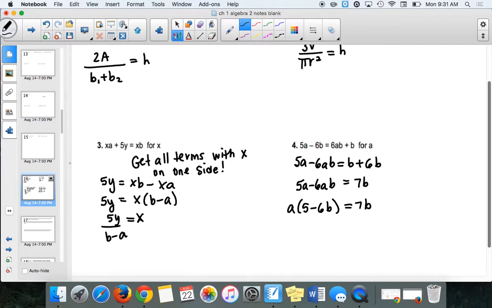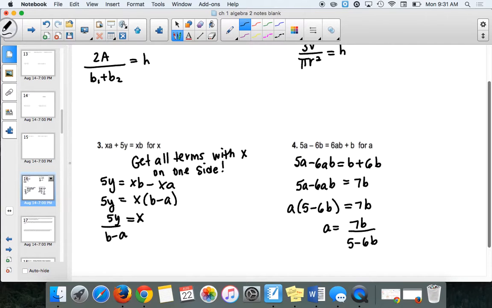equals 7b. So if I'm solving for a, I divide that whole parenthesis part over. So I have 7b over 5 minus 6b. And we know we're done because we don't have any a's on that side. Okay, we just have a equals and then no a's on the other side. Okay.